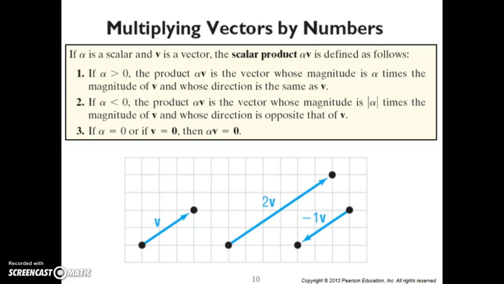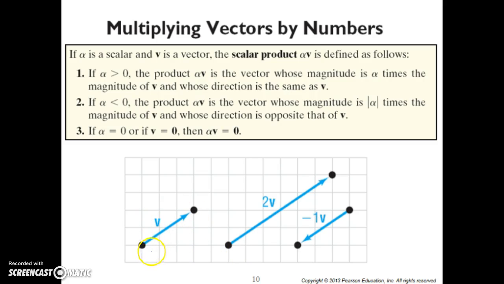Okay, so the next thing we're going to talk about is scalar multiplication of vectors. Again, it's very intuitive, very basic. If you have a vector v and you're asked to find 2v, you're just going to multiply both the x values and the y values by 2.